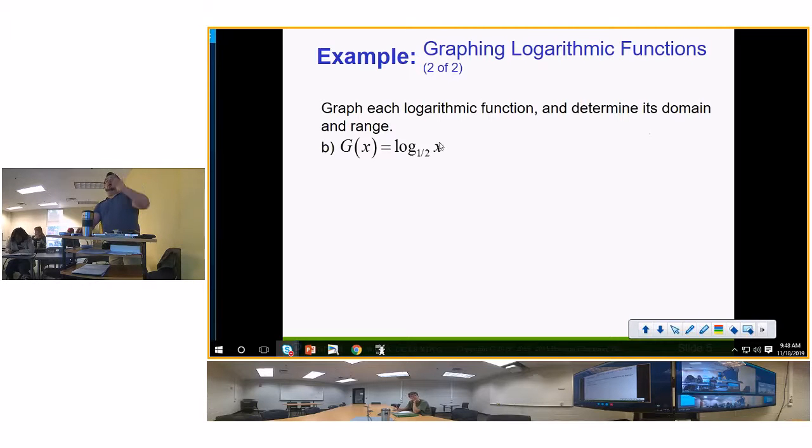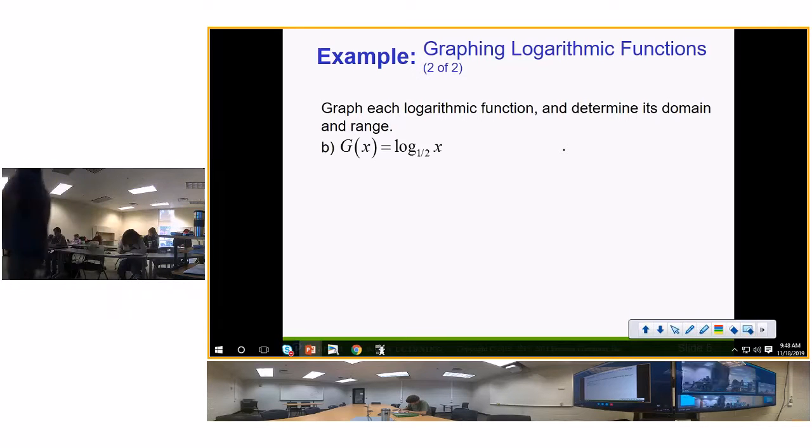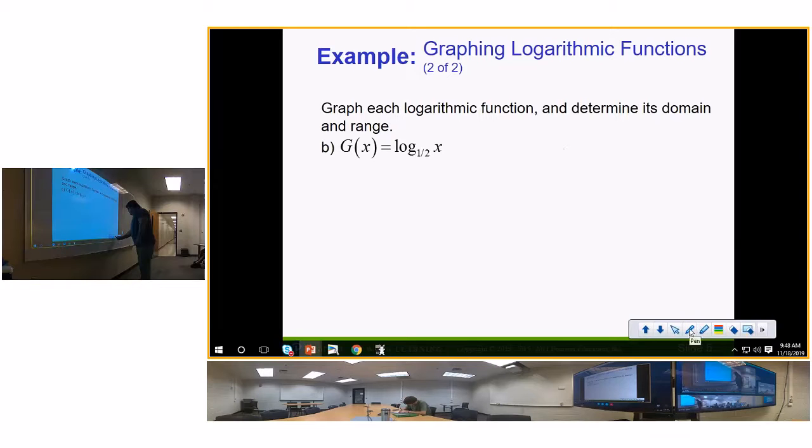Okay, graph each logarithm. Right quick, go ahead and graph this one. Or we can go ahead and do the algebraic inverse. So I'm going to let you graph it on the calculator. I mean, we could do it on the calculator, but we only got like 2 minutes left in this Monday, Wednesday, Friday class.